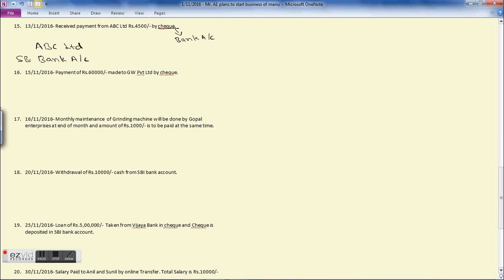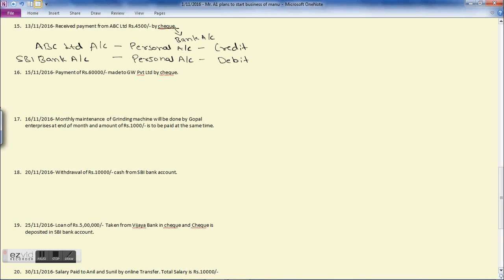Let's call it SBI Bank since we know the name. If you don't know the bank name, you can just write bank account, but here we know the name, SBI and ABC. Now ABC is what? An entity, a company, so it's a personal account. SBI, again it's a personal account. Now what is the rule? Debit the receiver, credit the giver. Now who is giving the money? ABC is giving the money, so you have to credit. And who is receiving? SBI bank account is receiving, so we debit the receiver, credit the giver.